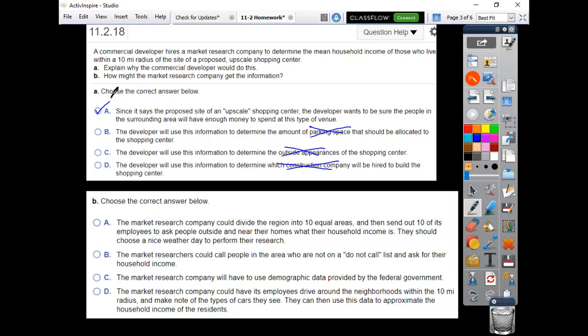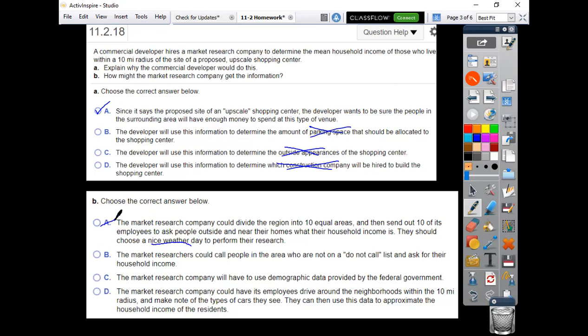So then the next one, question B, how might the market research company get the information? They could divide the region into 10 equal areas, send out 10 of its employees, and ask people outside and near their homes what their household income is. If they're just asking people, I don't know if you can totally choose a nice weather day. The weather could influence it. That sounds like quite a bit of bias in there.